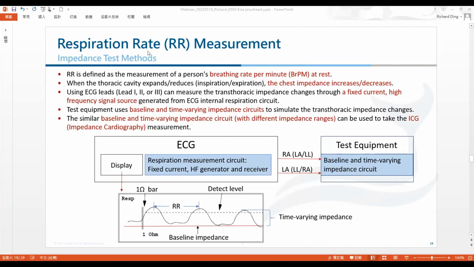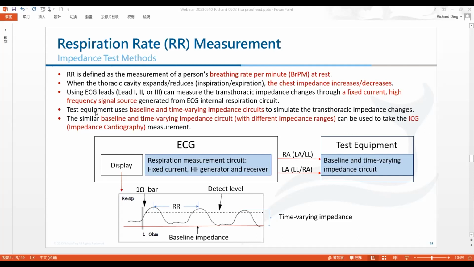The respiration rate, RR, is defined as the measurement of a person's breathing rate per minute, so it is BRPM at rest. When the thoracic cavity expands or reduces, during inspiration or expiration, chest impedance increases or decreases. So if we can simulate the chest impedance difference, then we can get the respiration rate.